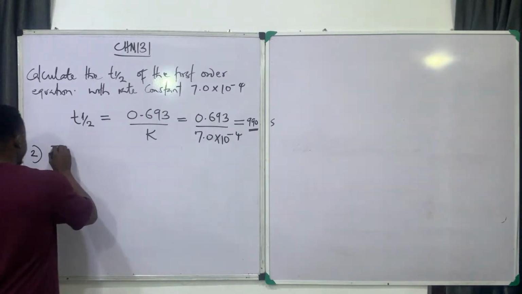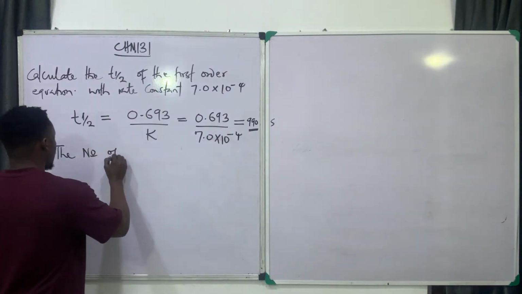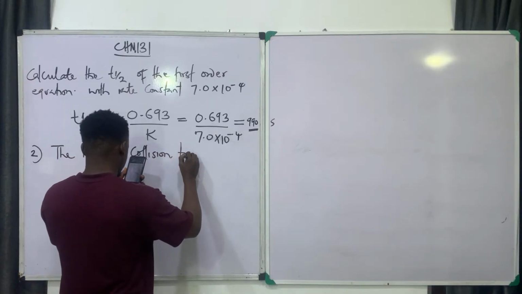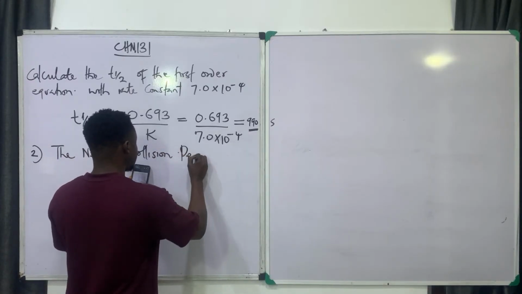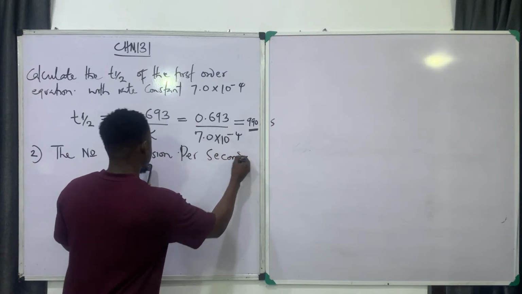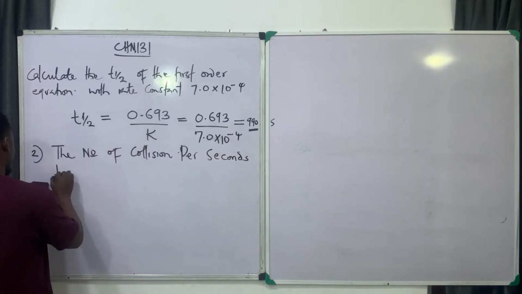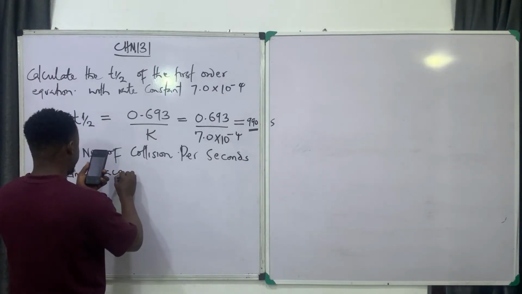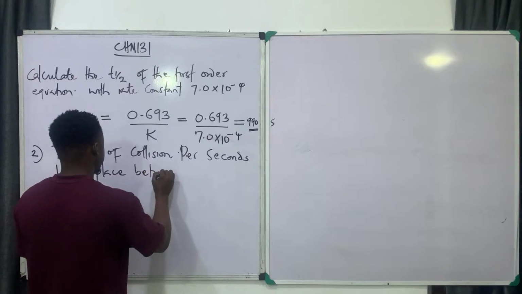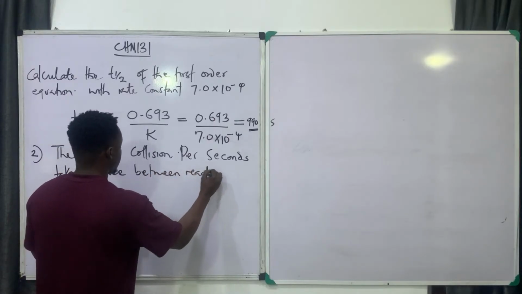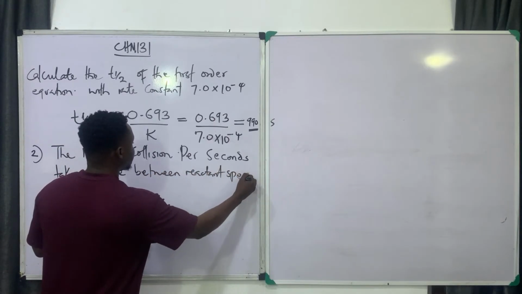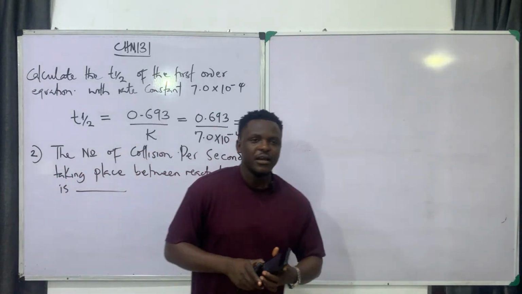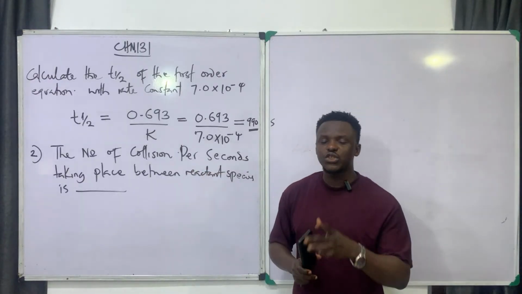The number of collision per second taking place between reactant species is dash. Now, class, the answer to this question is collision frequency.